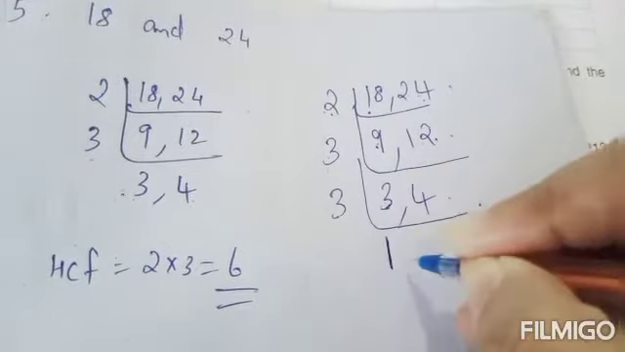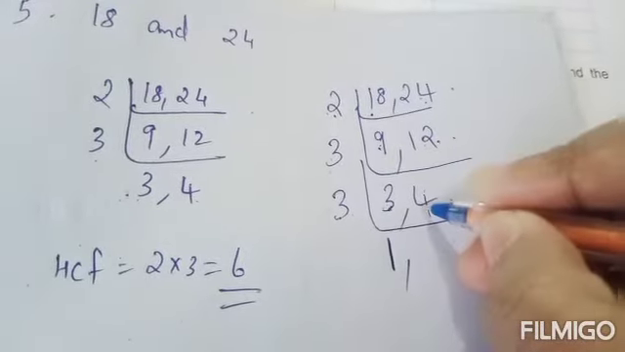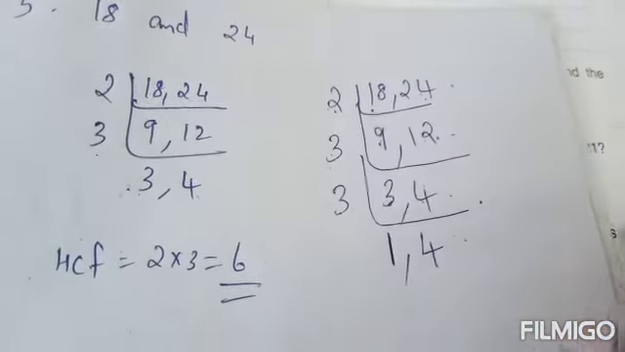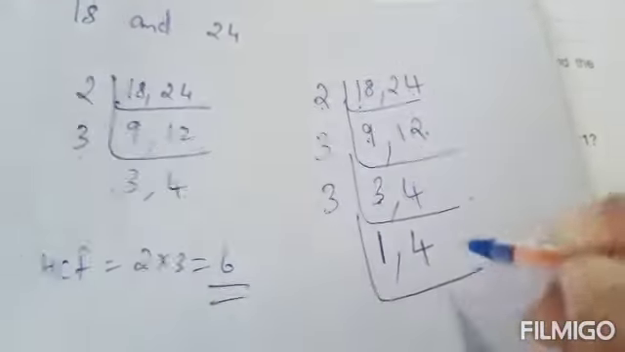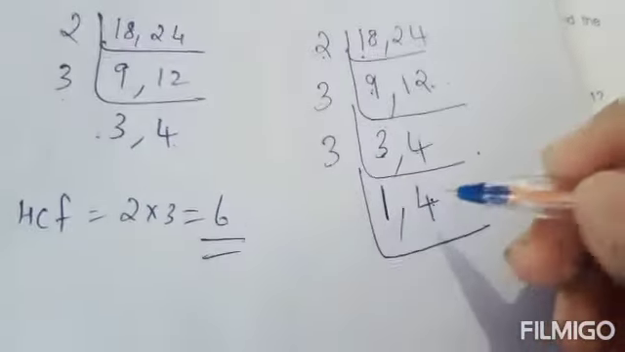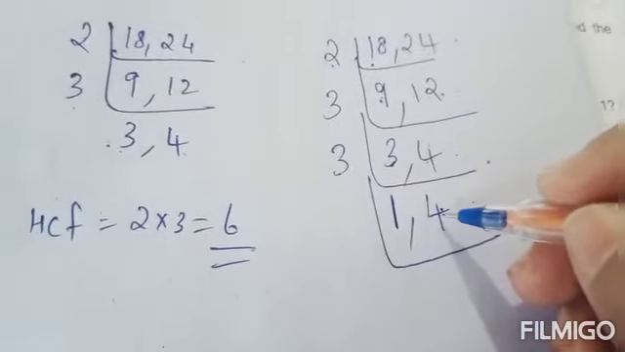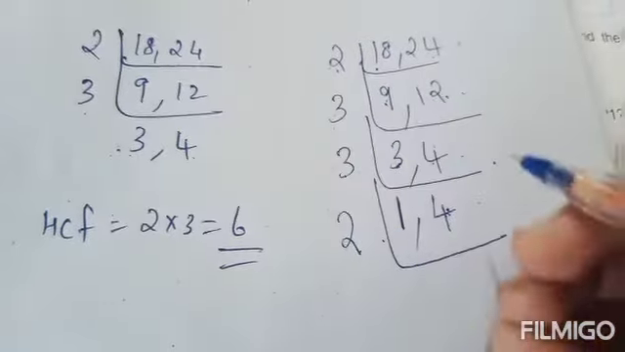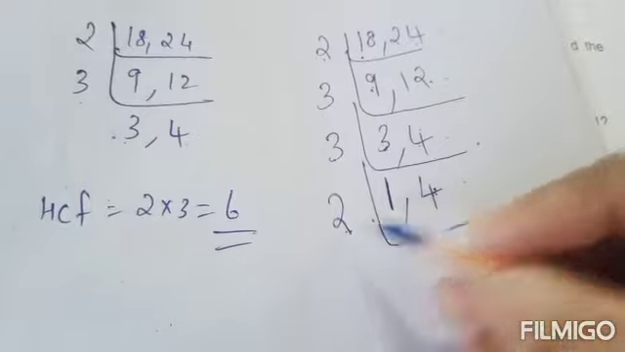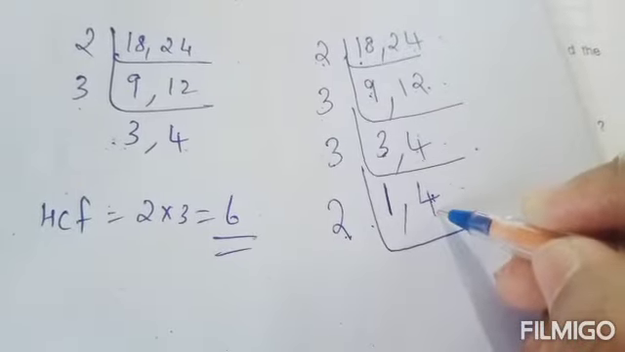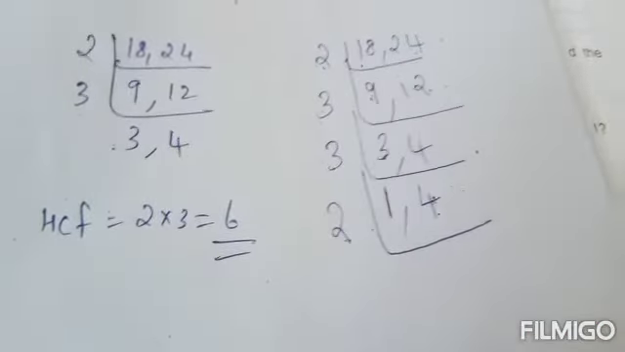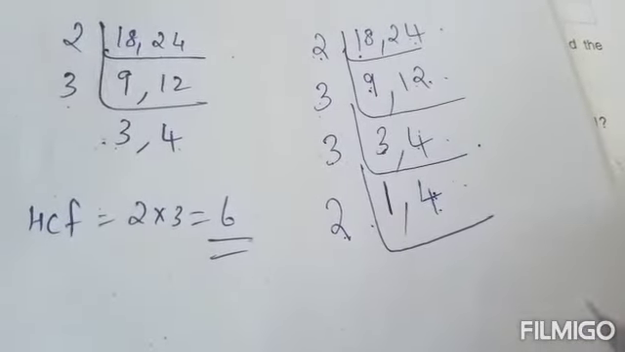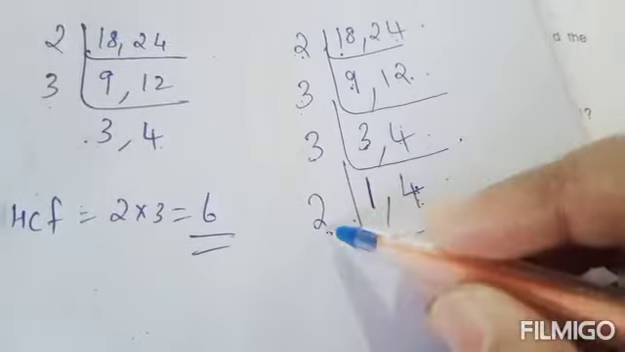So 1 here. Now 4 you can't divide by 3, so write down 4 itself. Now in place of 4 you have to bring 1 or make it 1. So 4 you can divide by 2. Don't use 4 here because 4 is a composite number. Don't use composite numbers for division in prime factorization. So 4 you can divide by 2.